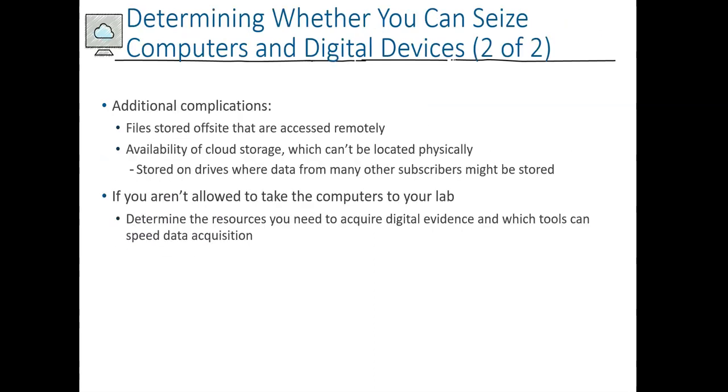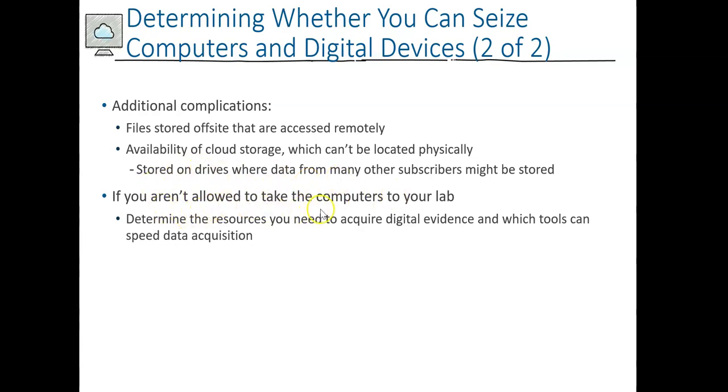Additional complications are files stored offsite that are accessed remotely. That means we have a cloud, or cloud storage data accessed somewhere we don't know, so we need that access. We call this remotely. Also files stored on drives, where drives means in the computer, like I have a C and D. When you have your files in the documents, we call them drives. That's like a technical name.